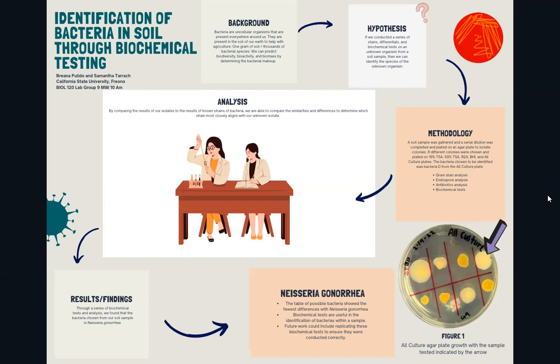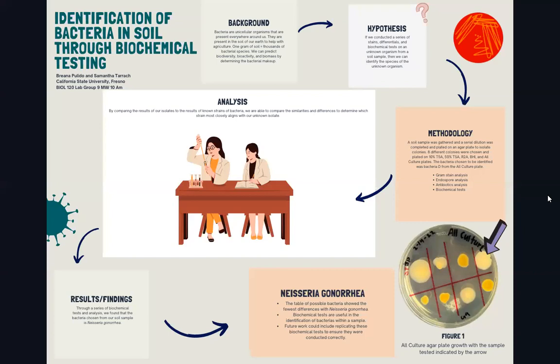So the methodology of our lab was basically gathering our soil sample, which we then performed a serial dilution of. This serial dilution was plated on multiple agar plates, including 10% TSA, 50% TSA, BHA, all culture plates. For this lab, we chose bacteria from the all culture plate, bacteria D as labeled with the purple arrow. And with this bacteria, we performed gram stain analysis, endospore analysis, antibiotic analysis, and biochemical tests.